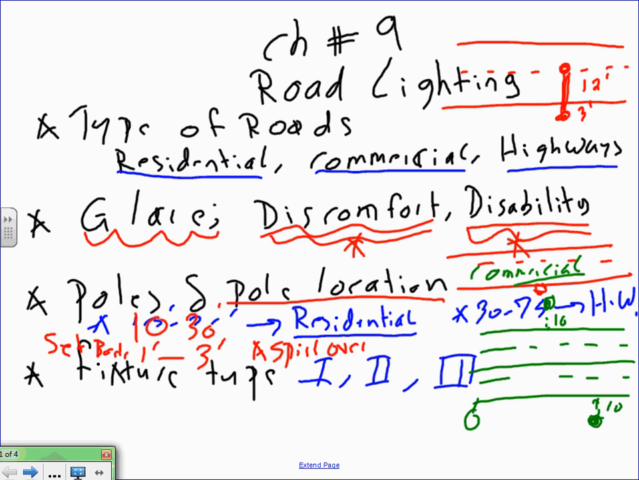Okay, if you guys go ahead and turn to chapter 9, please. There's a few things in chapter 9 I'm going to highlight. These directly relate to streets, roads, and highways, before we move into room cavity ratio and so forth.